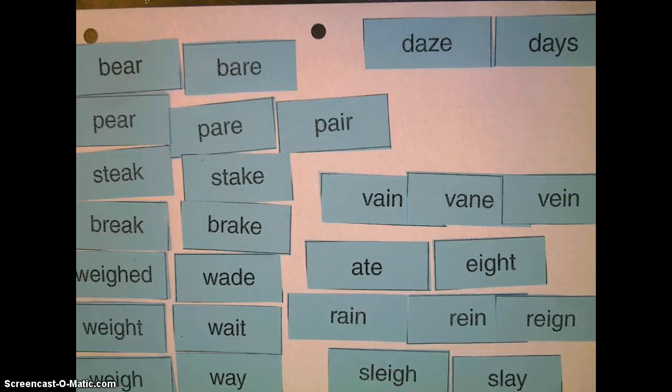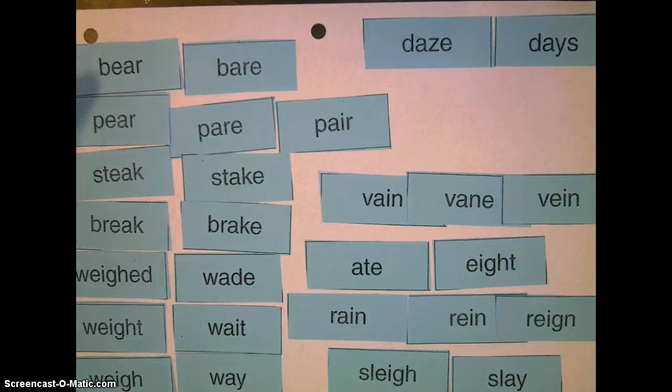And today we're going to spend some time defining some of these words. And what I would like you to do is to go through and draw a little picture by the words to help you remember the definition of the word.